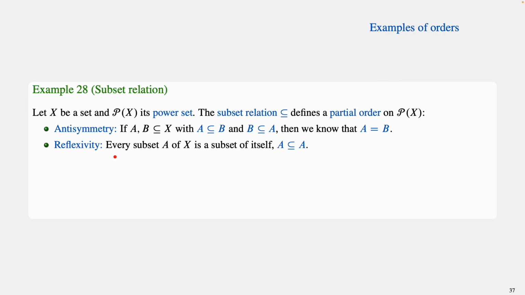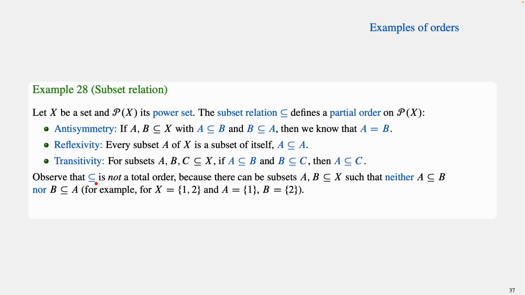It is reflexive because every subset A of X is a subset of itself. A subset A, so it's reflexive. It's transitive because if we have three subsets A, B, C of X, and if A is contained in B and B is contained in C, then A must also be a subset of C. Because every element of A is contained in B and every element of B is contained in C, so that means every element of A is contained in C.